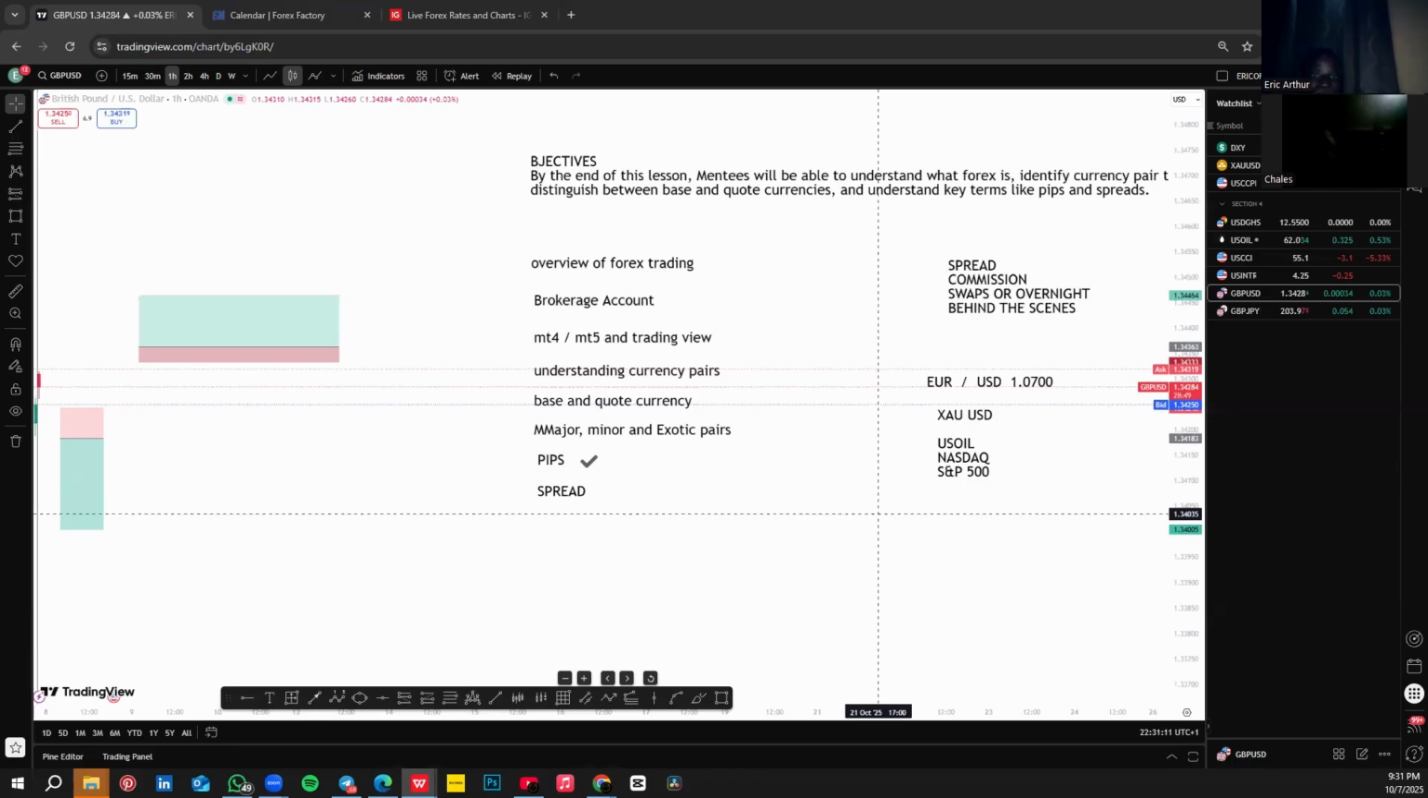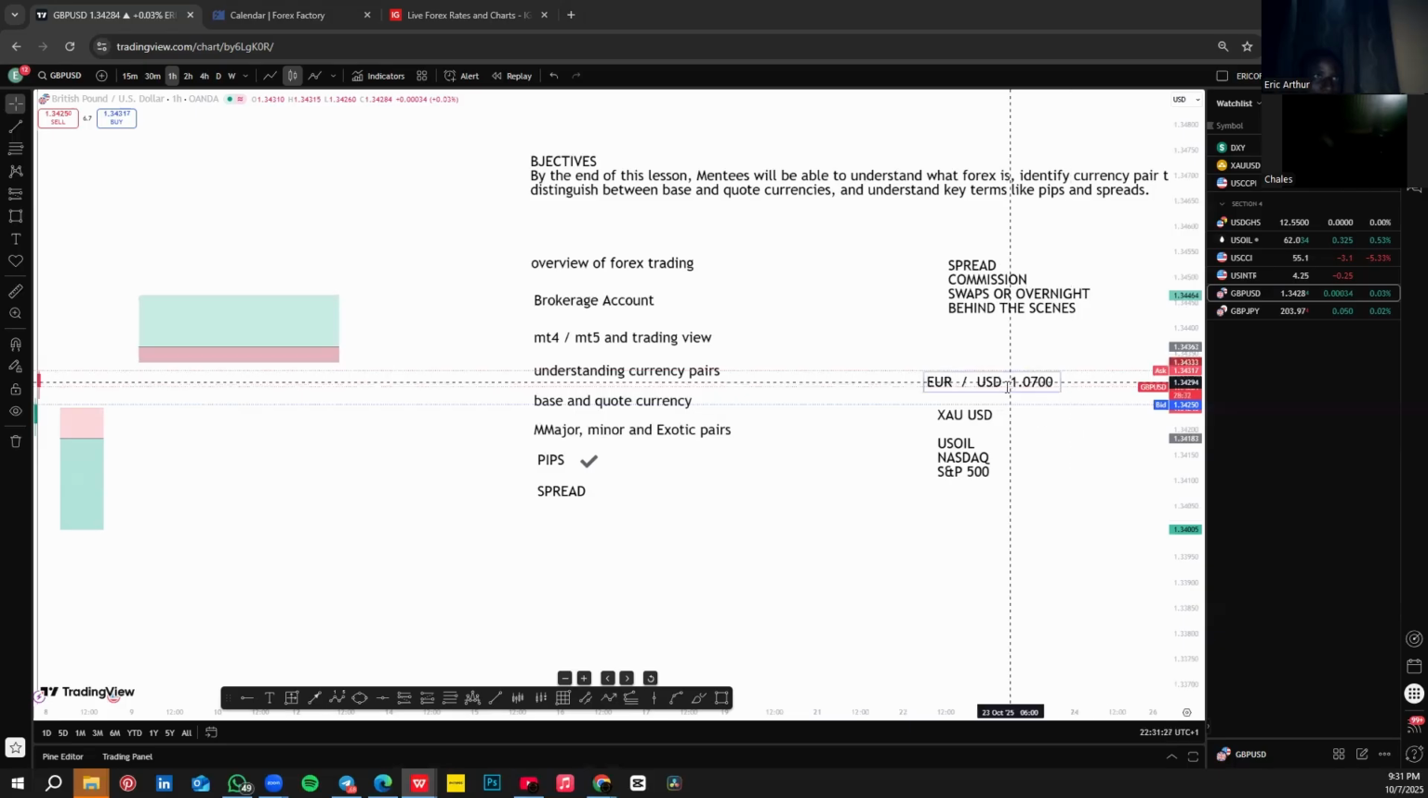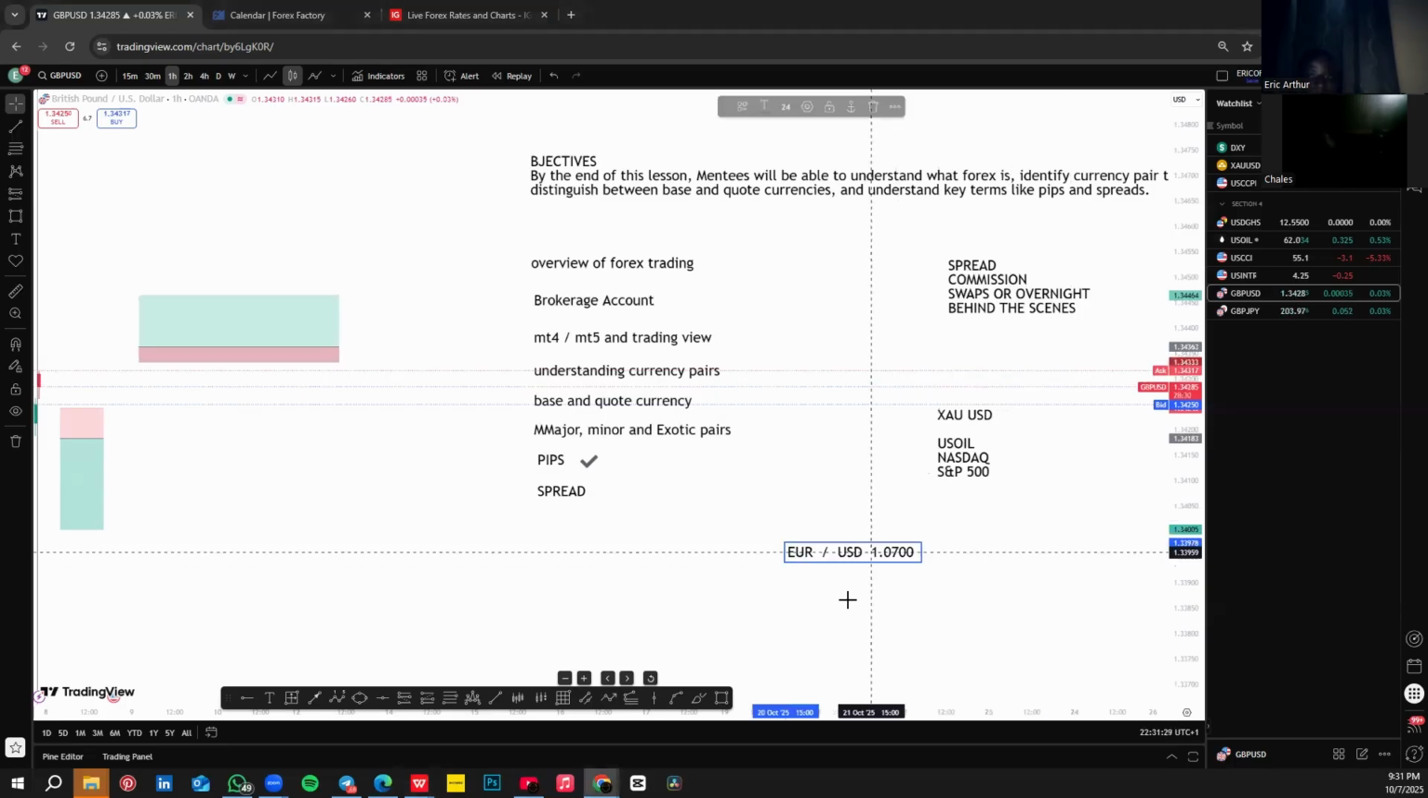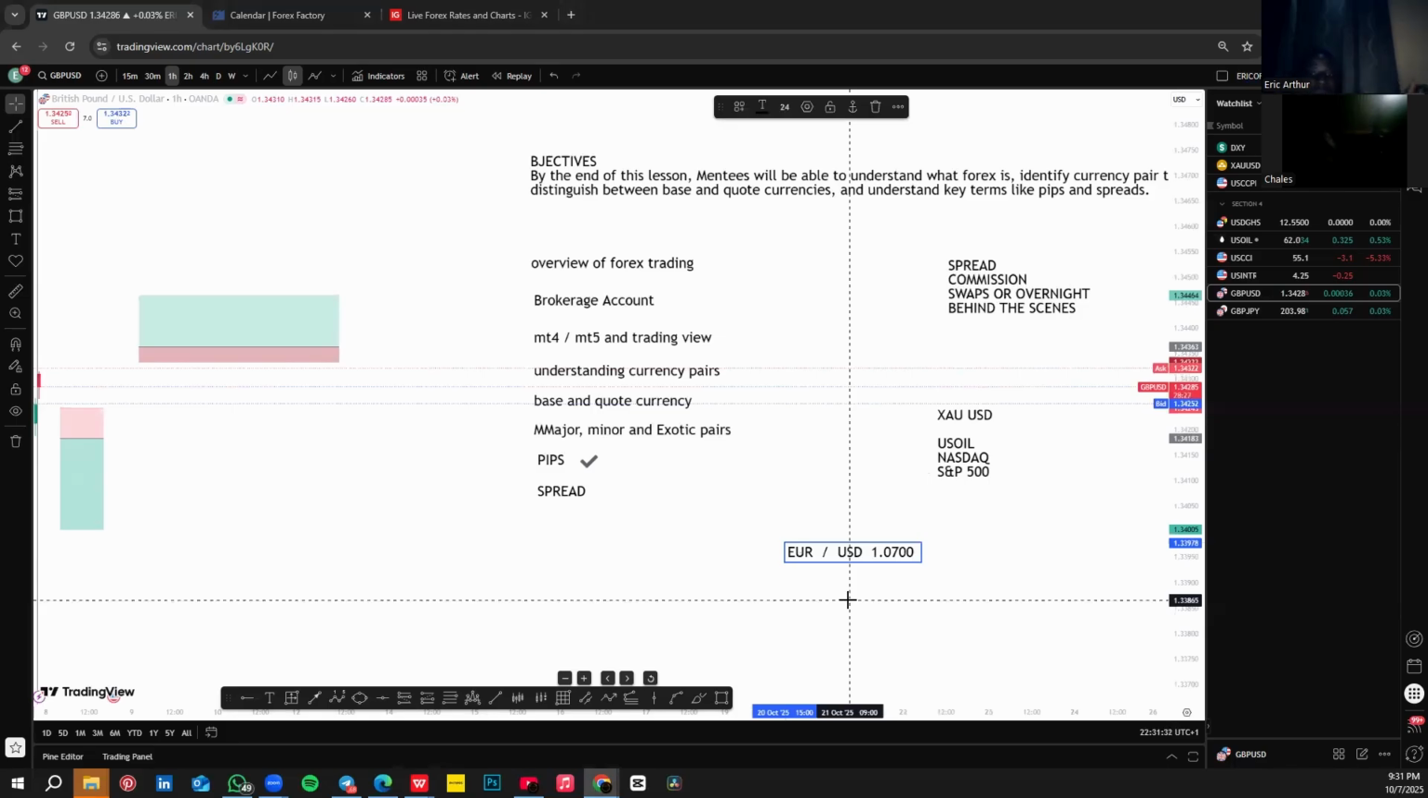For most currency pairs, pips are in the fourth decimal place. And for pairs involving the Japanese yen, it is the second decimal place. So let's say, for example, a pair like this one. You get it?